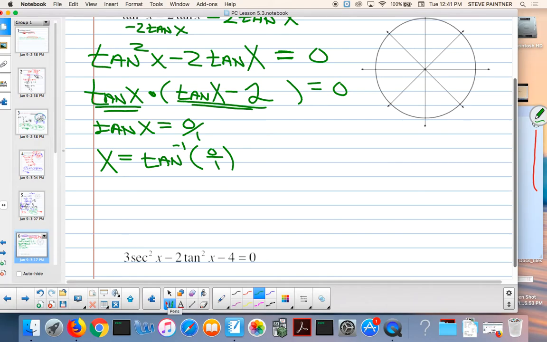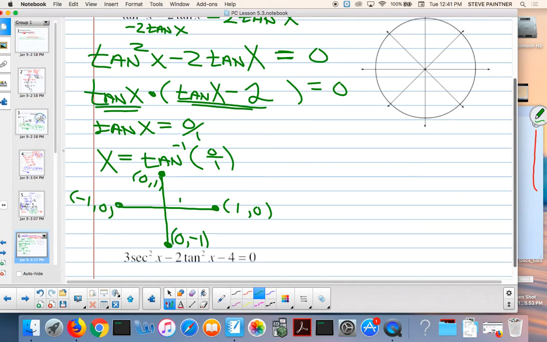What triangle has opposite over adjacent 0 over 1? None. There are no triangles that work with that. So we got to go with what? The unit circle right here, or here, or here, or there. On the unit circle, the radius is 1. This point is 1, 0. 0, 1. Right? And 0, negative 1.